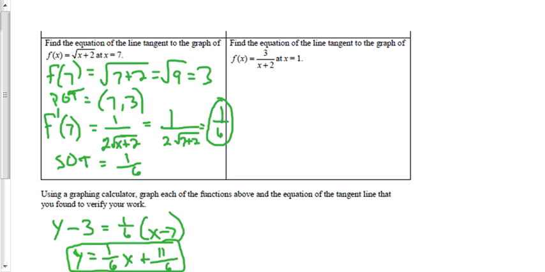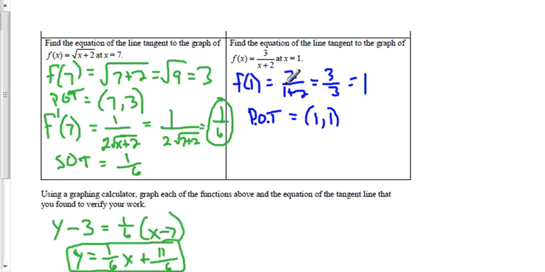Let's do the next one. So for the next line, the first thing I'm going to do is find out where the point of tangency is. How do I do that? I just substitute my value into the original function.